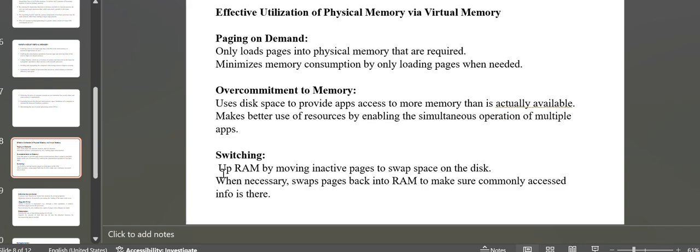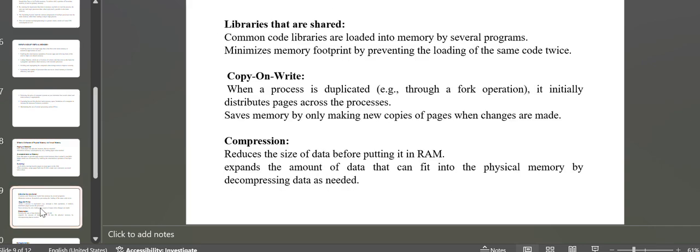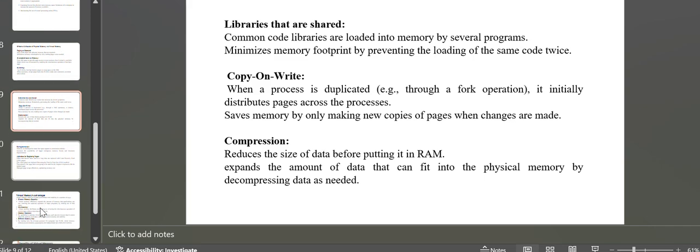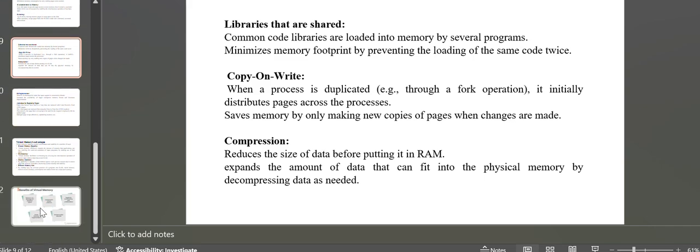Swapping frees up RAM by moving inactive pages to swap space on the disk. When necessary, pages are swapped back into RAM to make sure commonly accessed information is there. And shared libraries: common code libraries are loaded into memory by several programs, minimizing the memory footprint by preventing the loading of the same code twice.